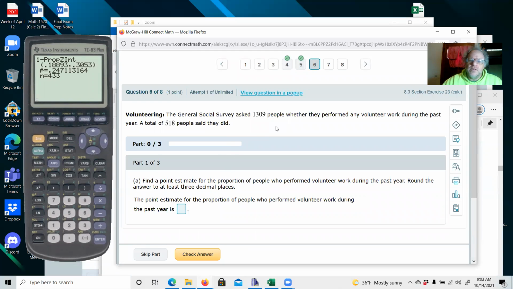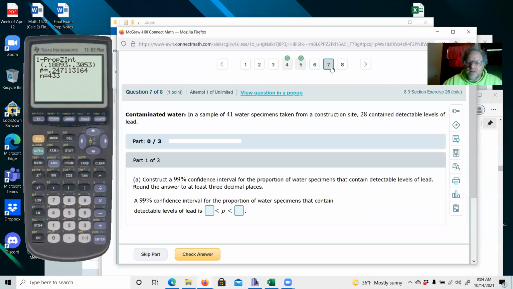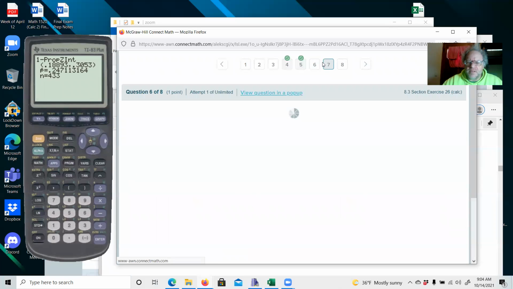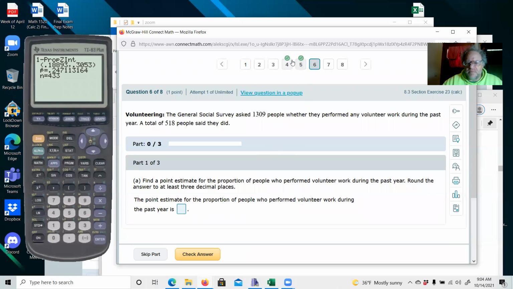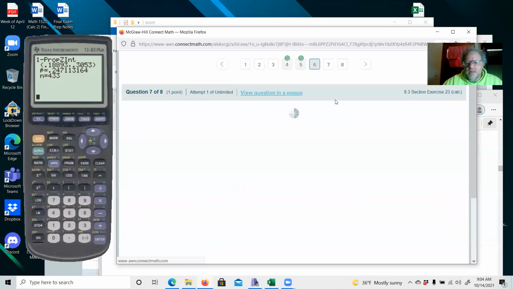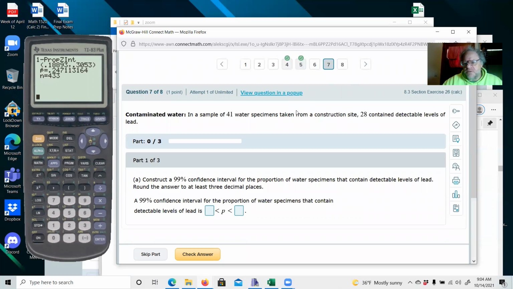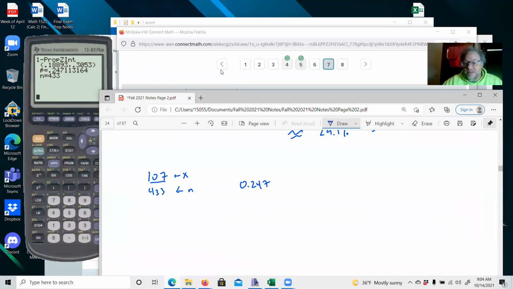All right, so let's see here. The General Social Survey asked 1,309 people if they performed any volunteer work during the past year. Actually, let's skip the volunteer work one because it's a very similar problem to what we just did for the sleep apnea. I'll go over number 7 only because I've asked this one on a quiz before. It's effectively the same problem, but I'm likely to ask it again.